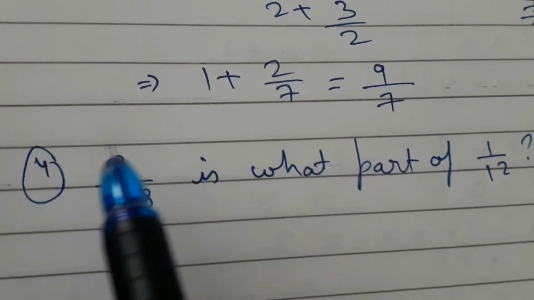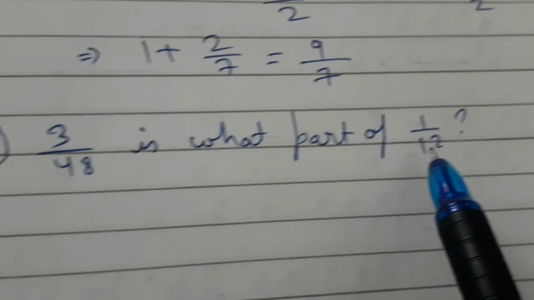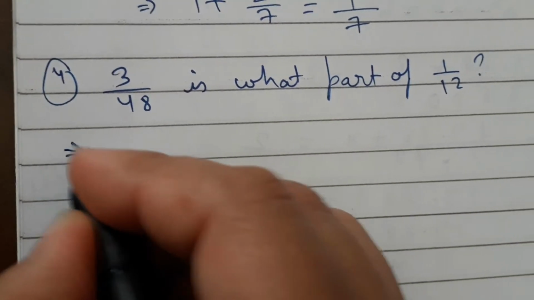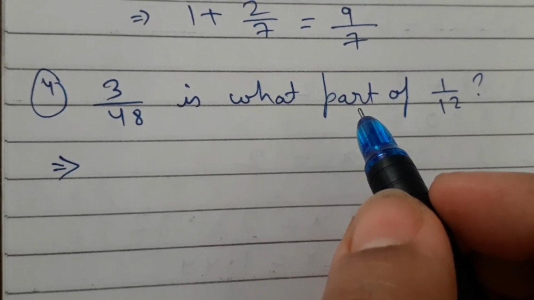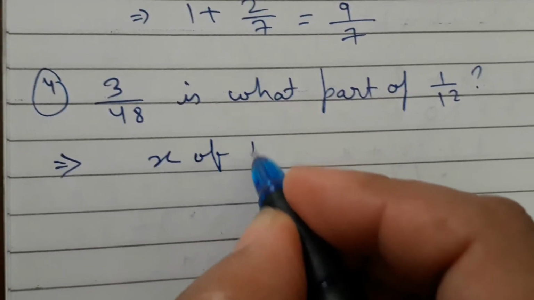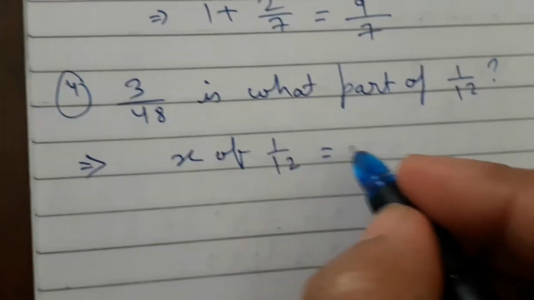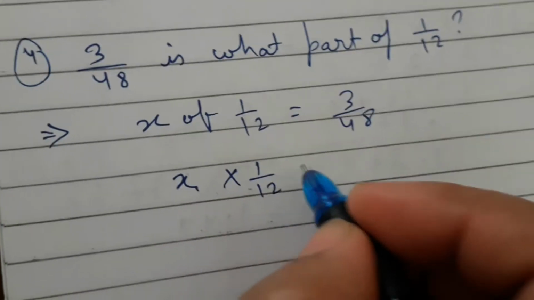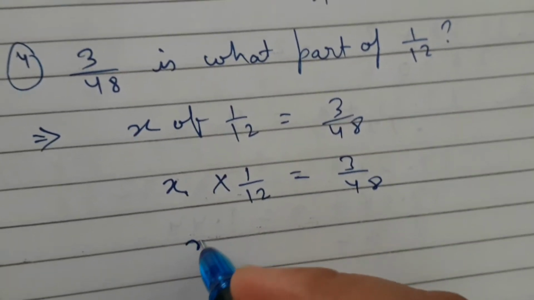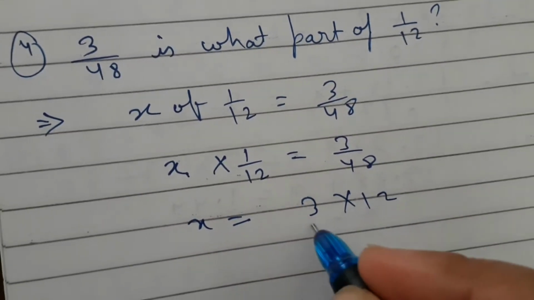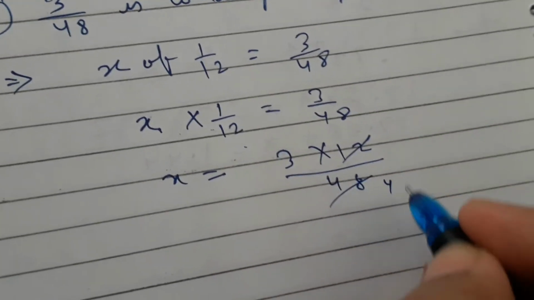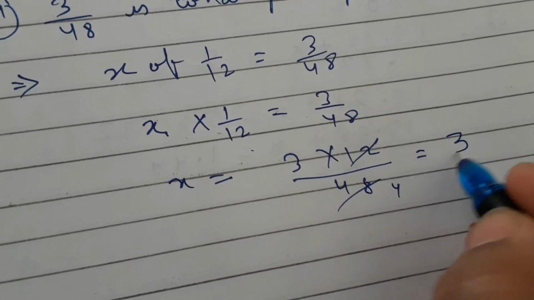This is the fourth question. In simplification, it's coming: 3 by 48 is what part of 1 by 12? Let the part be x. Then how do we convert it into an equation? What part have we taken? x of 1 by 12 is equal to 3 by 48. x into 1 by 12 equals 3 by 48. x becomes finally 3 into 12, by 48. x is coming 3 by 4.